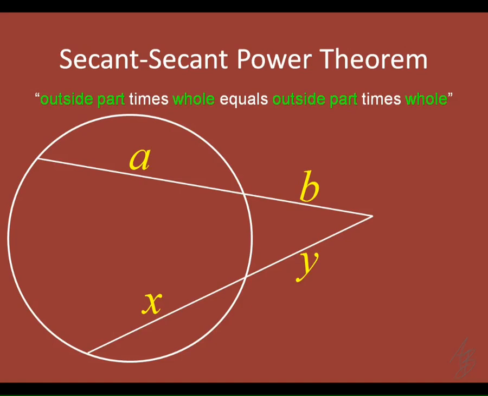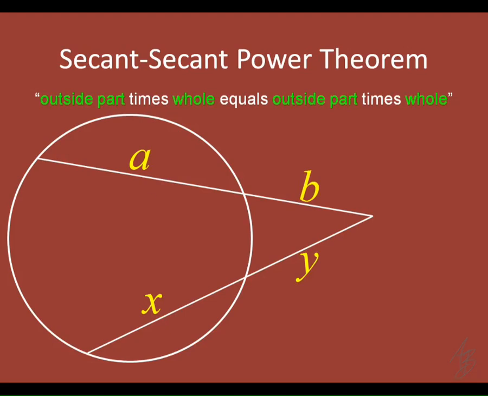There is the secant-secant power theorem. Why is this called the secant-secant power theorem? Both of those segments up there, the one with A and B in it and the one with X and Y in it, are both secant segments. You guys remember the definition of a secant segment? A secant segment is a part of a secant with one endpoint on the circle and one endpoint outside of the circle. So I want you to write down that outside part times whole equals outside part times whole, but then we're going to use that to come up with the actual equation that we're going to use. I'll give you a second to do that.